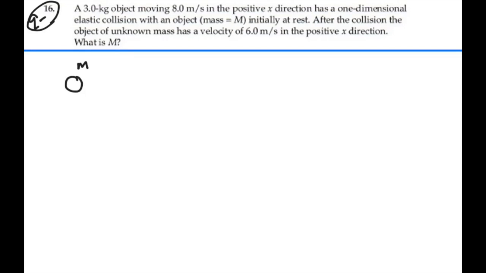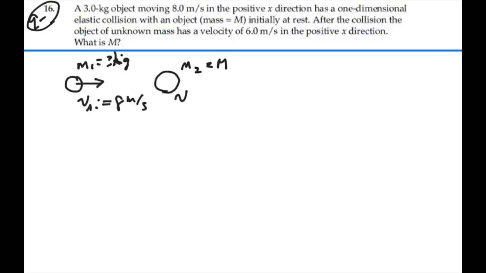So let's imagine what's going on here. We have mass 1, which is 3 kilograms, moving with an initial velocity of 8 meters per second, going to collide with mass 2, which is m, initial velocity 0. This is the way things look initially.